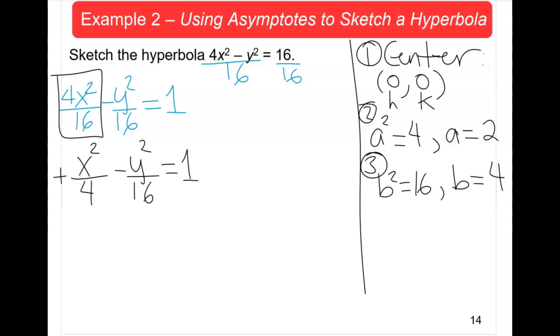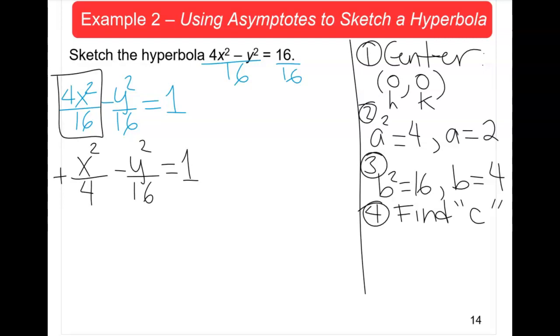And what else do we know so far? That's it. We will find c just so that we know where to position the foci.